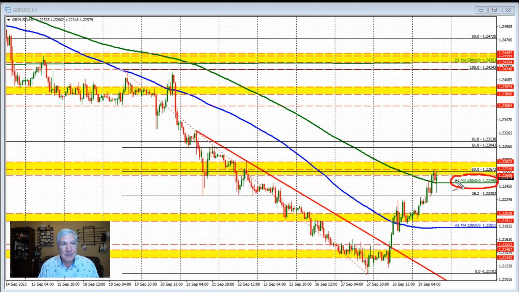If the price can stay above this level, it's more bullish. If we start to fail and start to move back below the 38.2% retracement of that same move to the downside from this high to this low, then things are going to be looking a little bit more dicey. A failed break up here, not holding the 50%, and so on and so forth. So we've got to stay above the 200-hour moving average to keep this thing going in the pound versus US dollar.